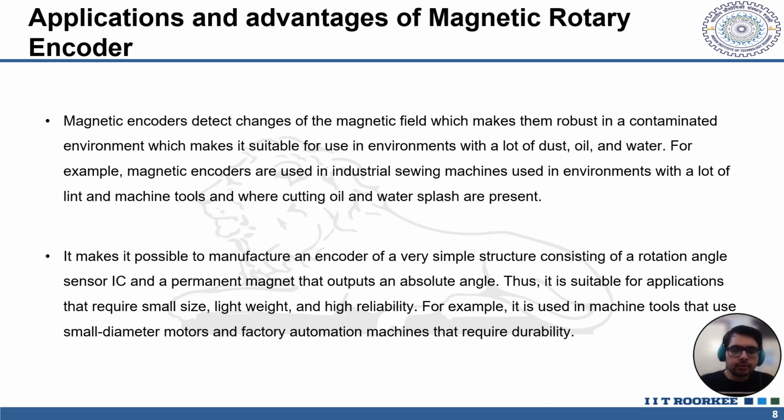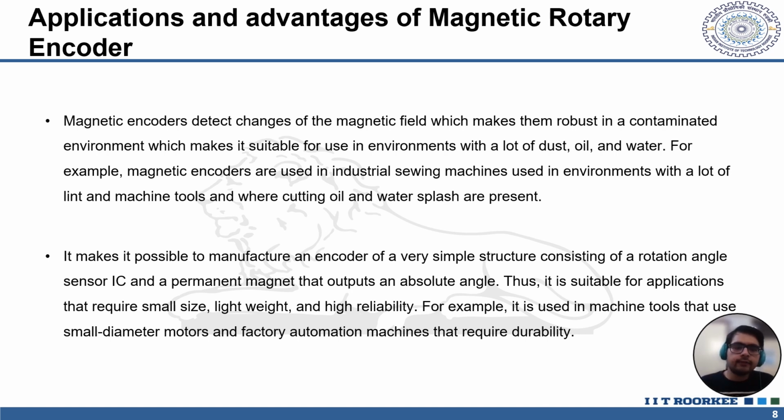It also makes it possible to manufacture an encoder of a very simple structure consisting of a rotation angle sensor IC and a permanent magnet that outputs an absolute angle. This set is suitable for applications that require small size, light weight, and high reliability.